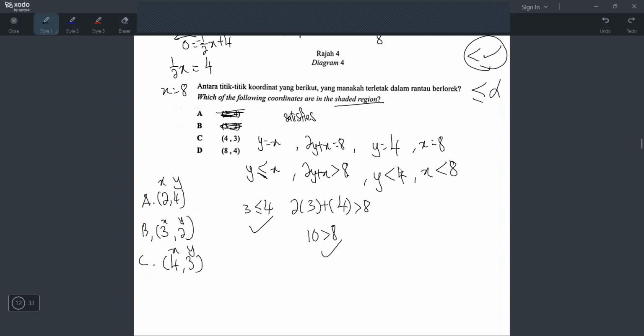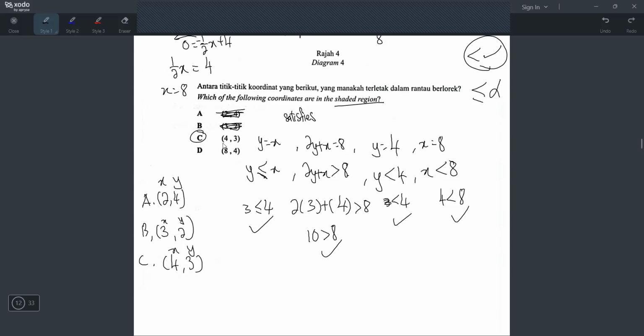Then what about this? y has to be smaller than 4. So we are only using the y coordinate, which is 3, smaller than 4. Is this a true statement? Yes, 3 is smaller than 4. So this point satisfies the third inequality as well. Now for my last one, x has to be smaller than 8. So is it true that the x coordinate 4 is smaller than 8? Yes. So we all know which one is the answer already. C is the answer. Okay, understand?